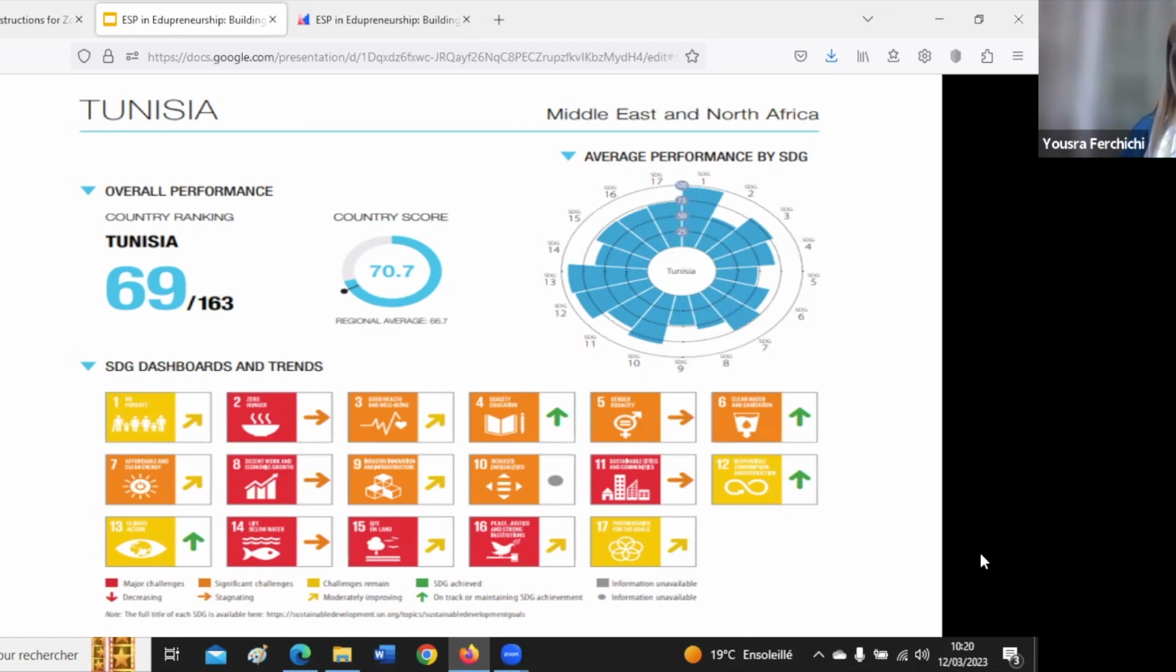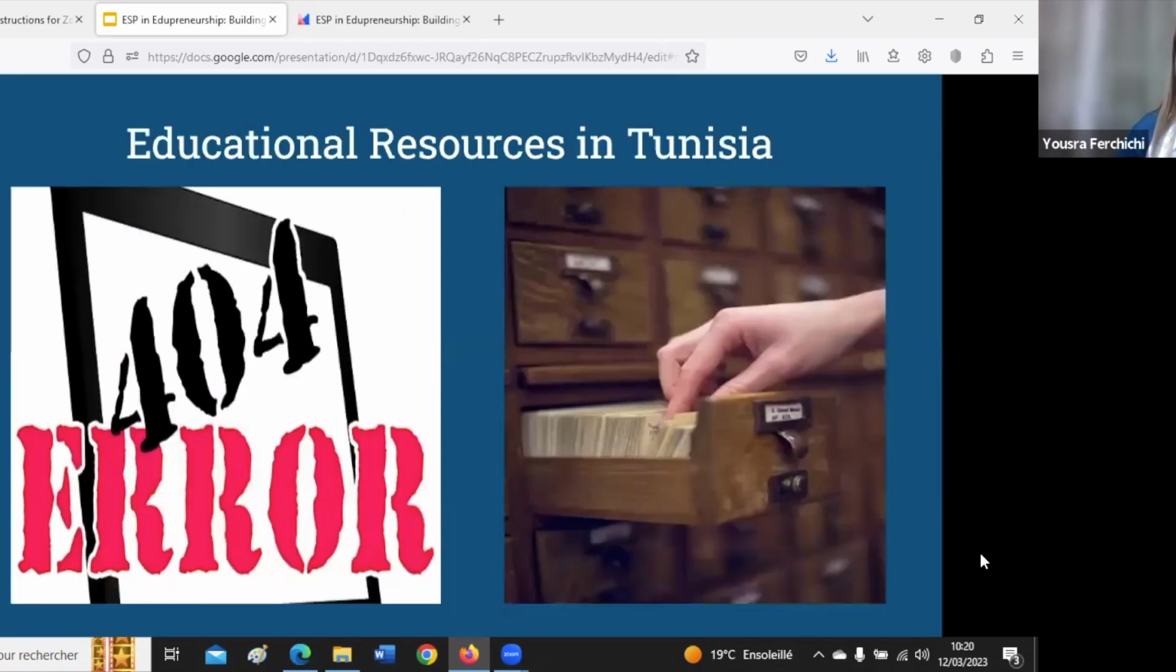As for education, which is goal 4, as you can see, there is a green arrow, which symbolizes an achievement, a milestone that should be kept for future generations. So now I'm going to take you on a journey as usual.